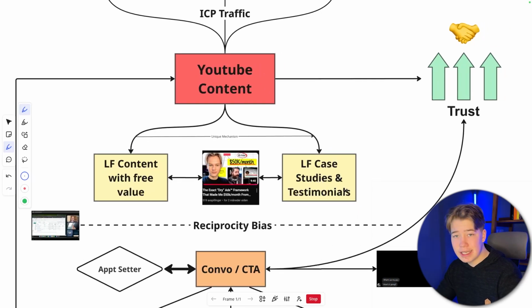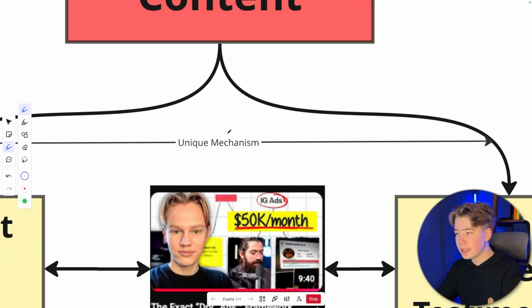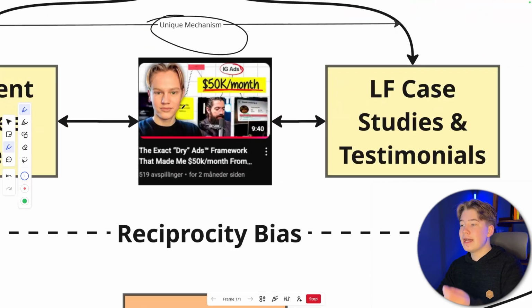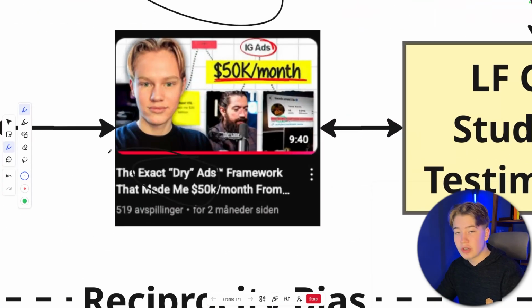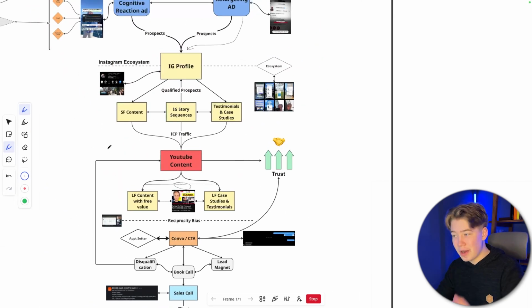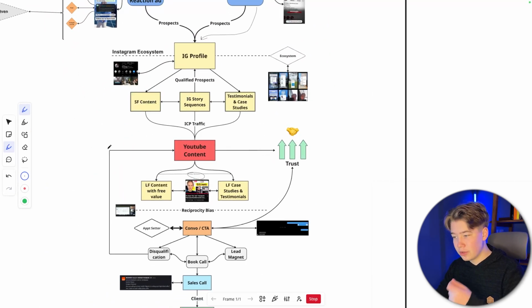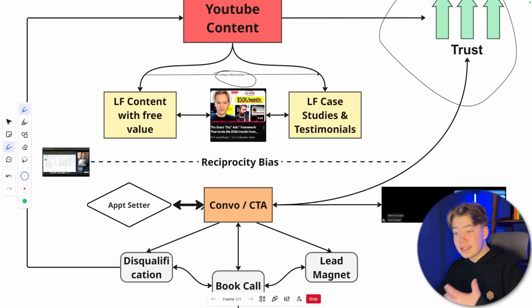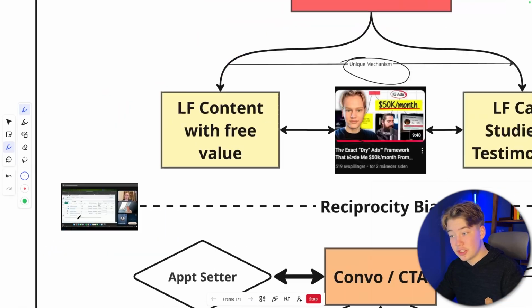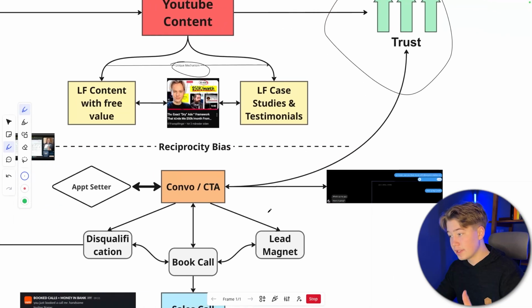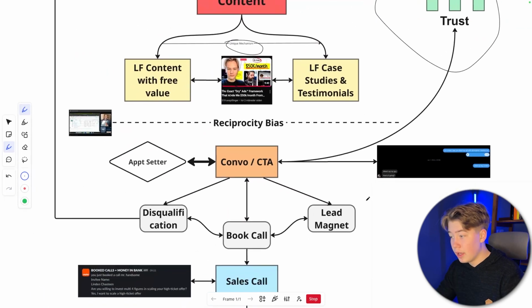There's case studies and testimonials. And most importantly, there's a unique mechanism. People are learning the unique mechanism. This is why Lyndon, after seeing this dry ads video, went ahead and named his actual campaign dry ads. That's how important YouTube is, because it just builds an insane amount of trust that makes people feel that they need to reciprocate, which is why then they jumped on the call. And from there, they were able to have the conversation with the setter, book the call, and close them.